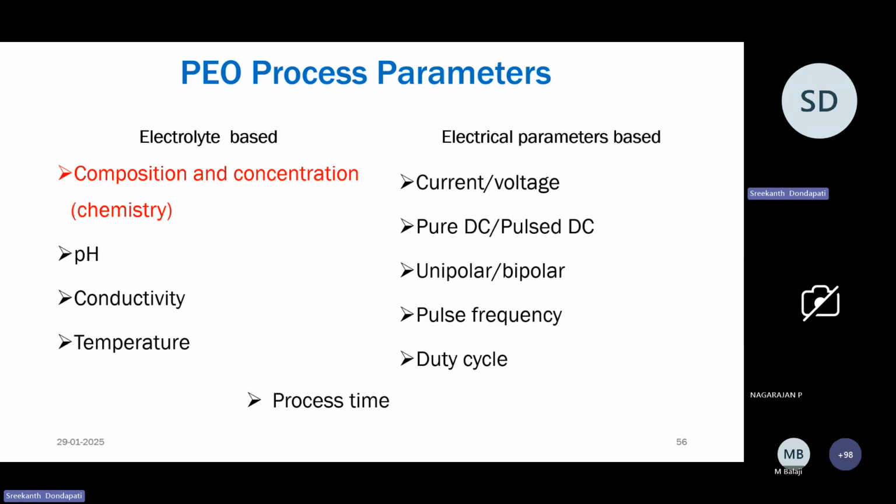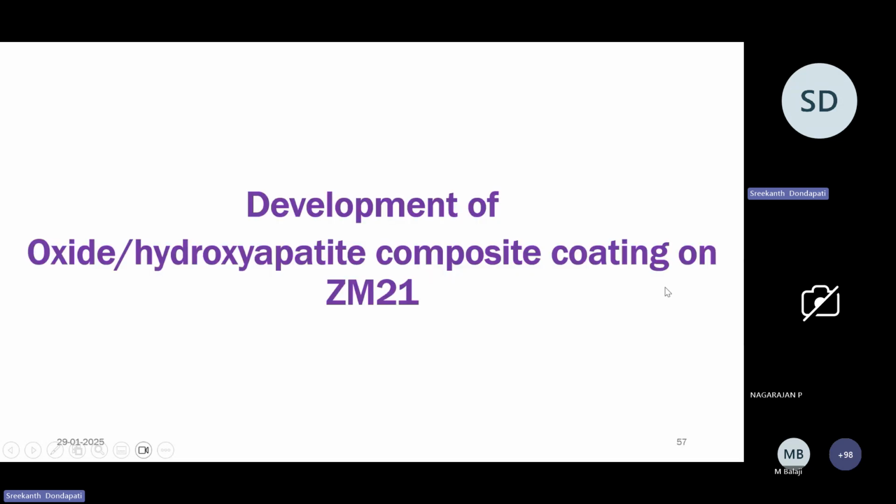And finally, the process time, how much time you run it. Of course, the longer the process time, the more it directly affects the thickness of the coating. The more time you run, the more thickness it can grow. So these are all the PEO process parameters.